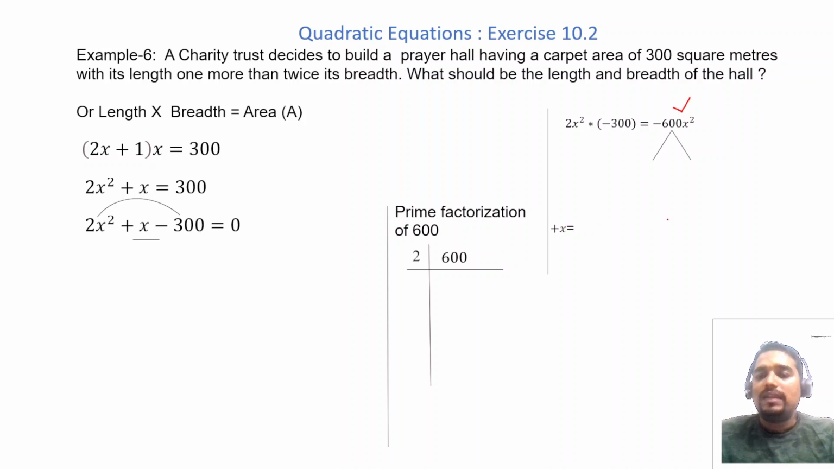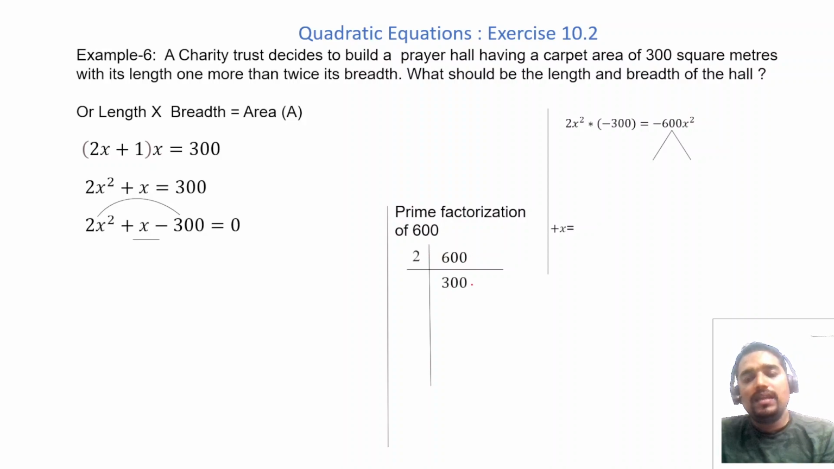This is not readily available in the tables that we know of. So in order to select the factors satisfying both the conditions, let's do prime factorization. In order to do prime factorization, we have to start with the lowest prime. Since it is an even number, we can divide it by 2. So 600 divided by 2 will be 300.